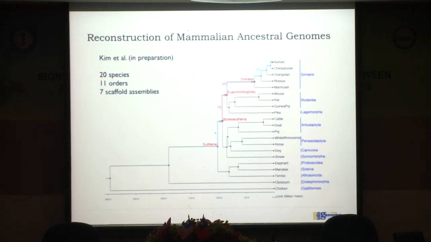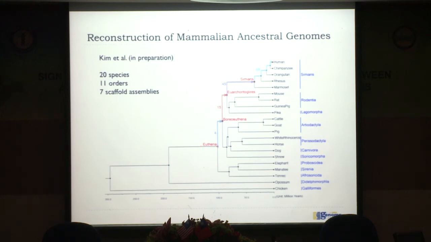It's unpublished data. We've now got 20 species from 11 of the 23 orders, and 7 of them are scaffold assemblies. And now we have done the first reconstructions back to the Eutherian. This is the ancestor of all placental mammals. This is really the first sequence-based reconstruction for all placental mammals. And we've redone the Boreo-Eutherian now at very high resolution. The next ancestor, Euarchontoglires, and then the ancestor of all of the primates, which is the simian ancestor.